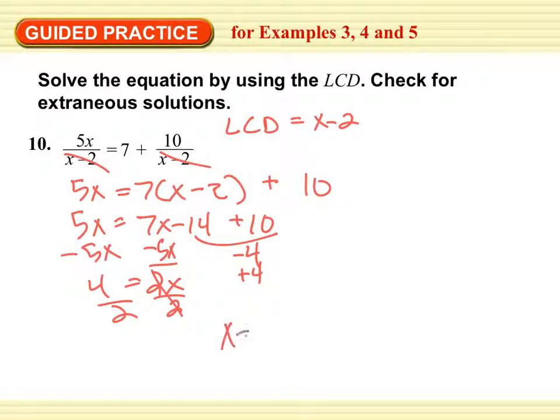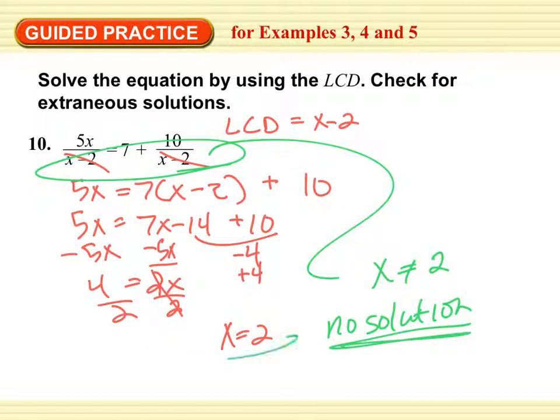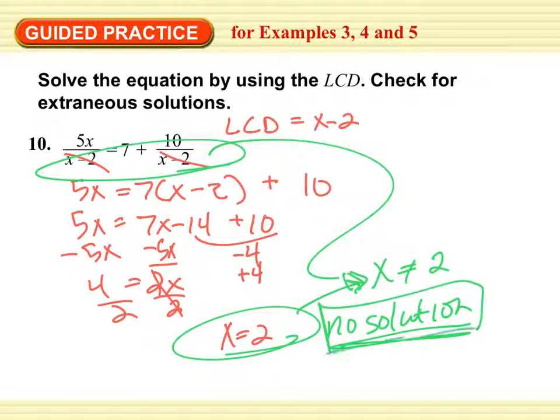X equals 2. Check to make sure they work. If you look at the original problem, look at the denominators, it looks like x can't equal 2. So in this case, we say there is no solution because I got x equals 2, yet x can't equal 2. So that right there is my final answer.